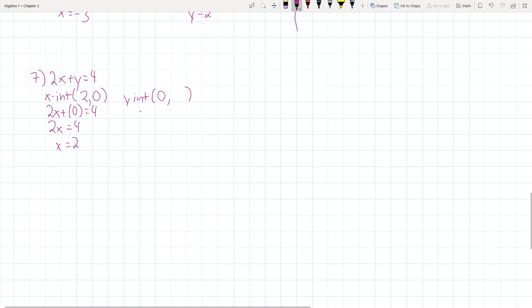For my y-intercept, 2 times 0 equals y. Oops, getting a little ahead of myself there. 2 times 0 plus y equals 4, so I get y equals 4. And so I can graph this. So 2, 0, 1, 2, 0, and 0, 4. 0, 1, 2, 3, 4. And I can graph this. It comes down like that, in a straight line, of course.